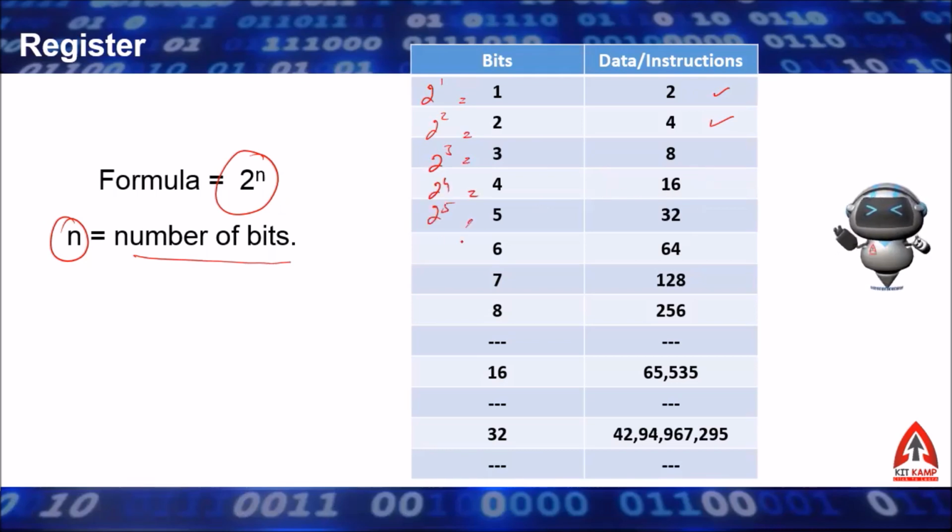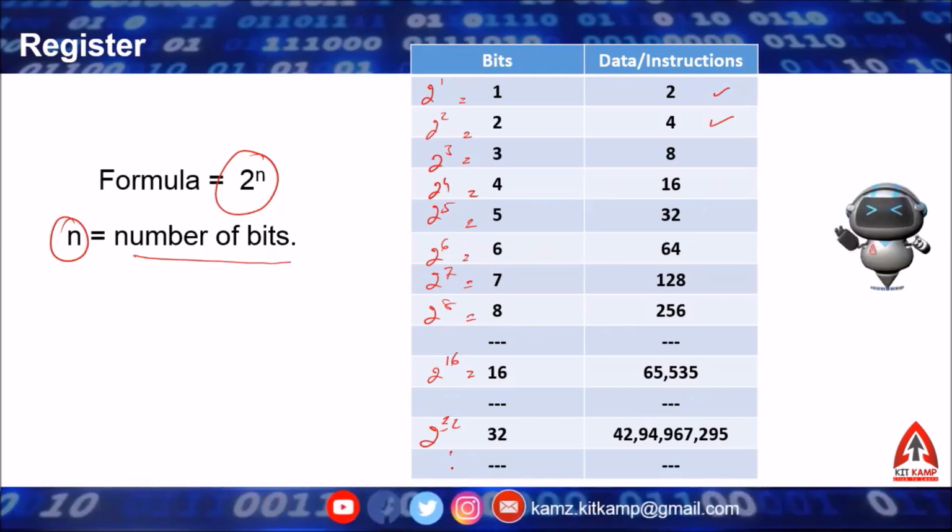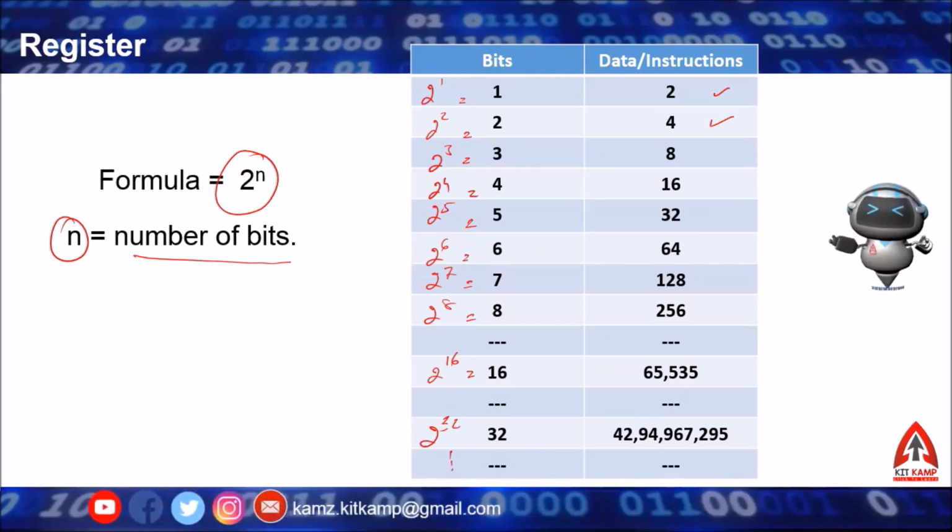2 power 5 is 32, 2 power 6 is 64, 2 power 7 is 128, 2 power 8 is 256. With 2 power 16, I'm getting 65,535 instructions or data which can be stored in my processor. And 2 power 32 can store about 4 billion instructions, and so on. So according to bits, it is generating the output instructions.